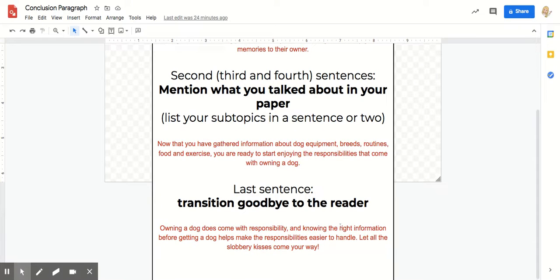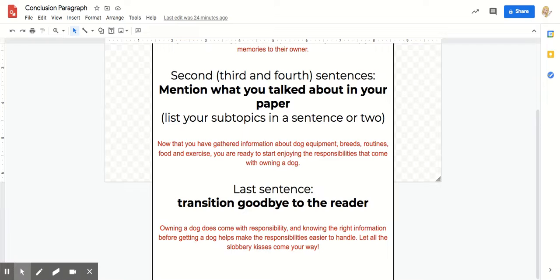And then last sentence, you're going to transition goodbye to your reader. So I wrote, owning a dog does come with a responsibility, and knowing the right information before getting a dog helps make the responsibilities easier to handle. Let all the slobbery kisses come your way. So this was actually 2 sentences. I probably could have included the first sentence, owning a dog, all the way to handle, with my third or fourth sentence, but I think it still would fit either way.